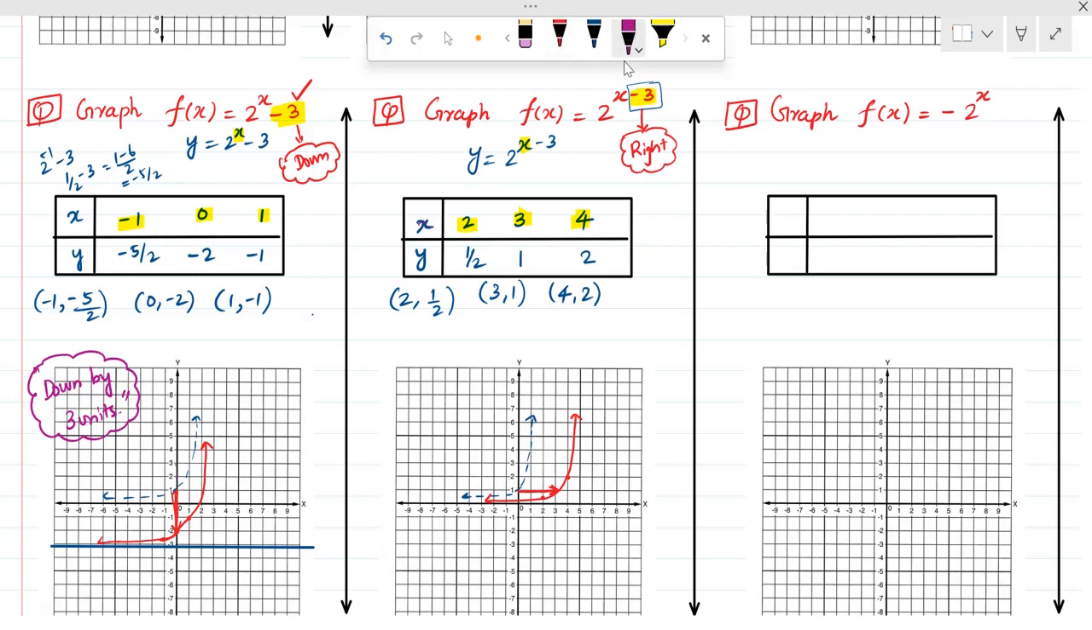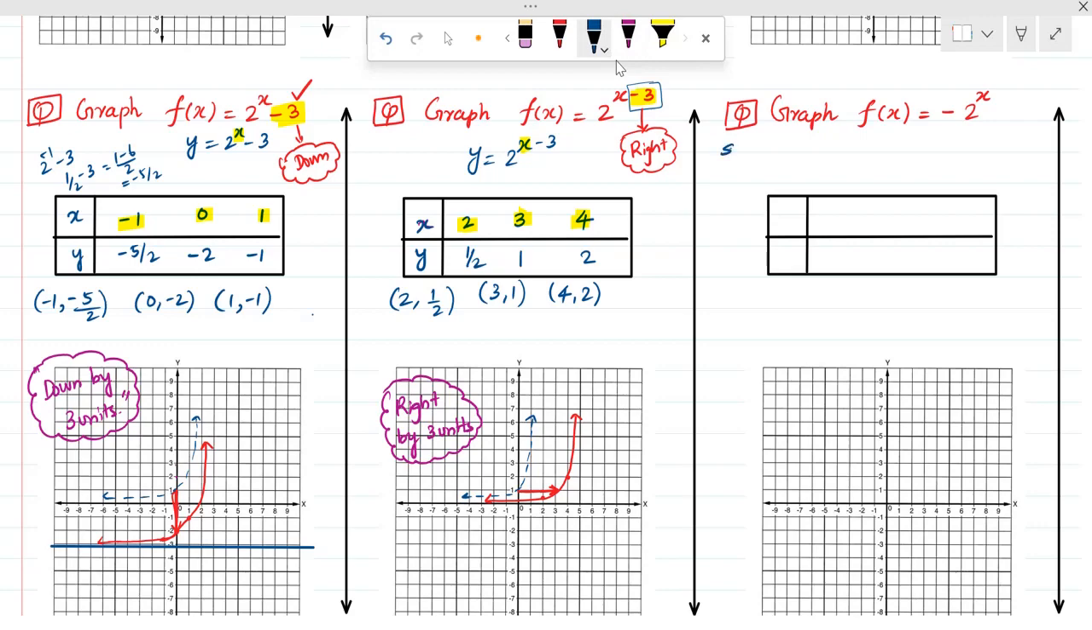So I will write it here. Right by 3 units. Suppose you have plus 3, 2 to the power x plus 3, we will say left by 3 units. The same thing we will take here.